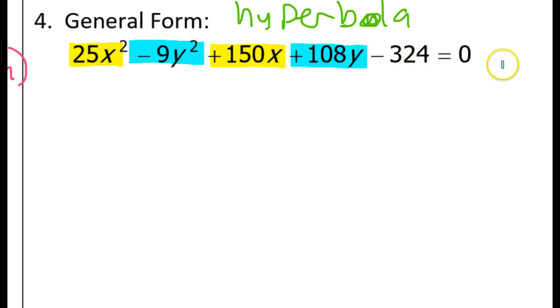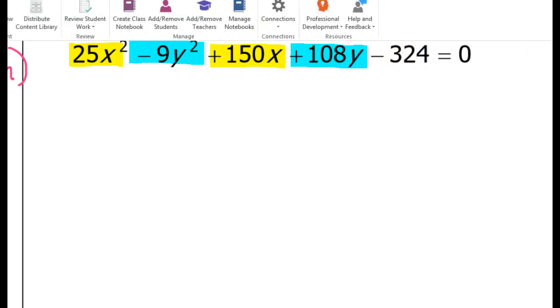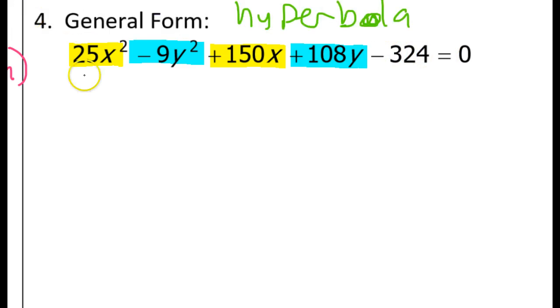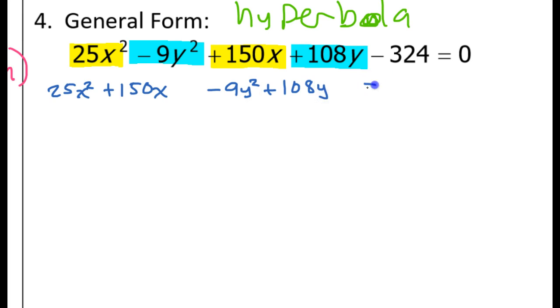Okay, this 324 is going to have to go to the other side of the equation. Okay, so my x terms. So I have 25x squared plus 150x. Okay, and then I'm going to have the y term. So minus 9y squared plus 108y. And that's going to equal 324 because I moved that on over.